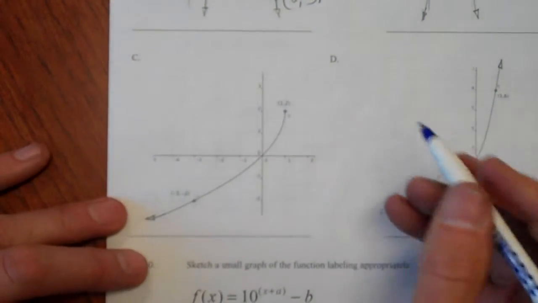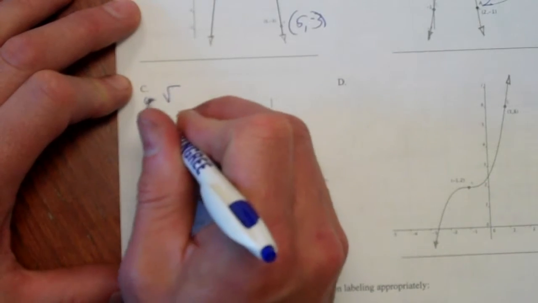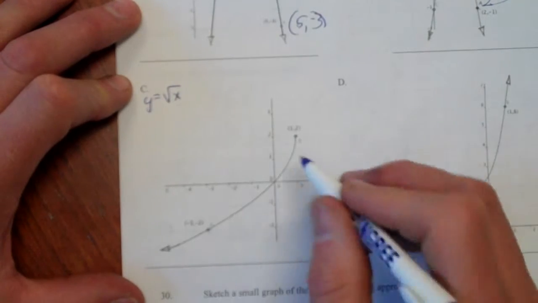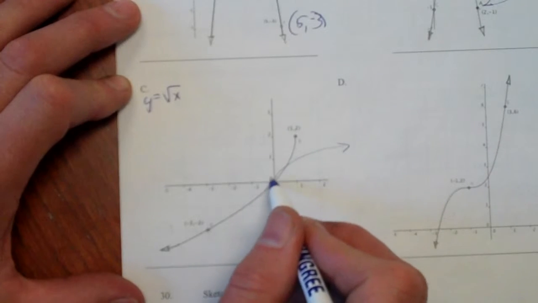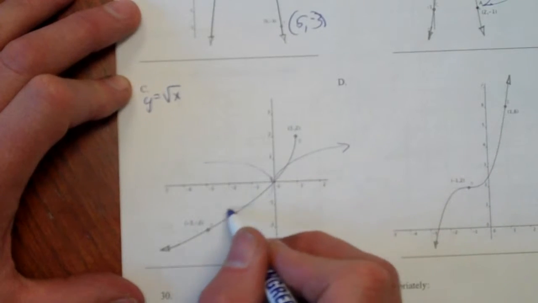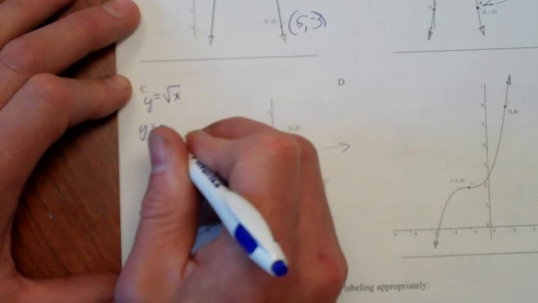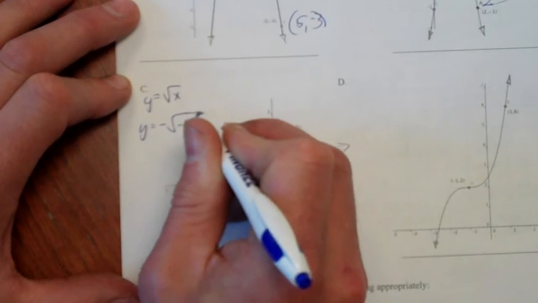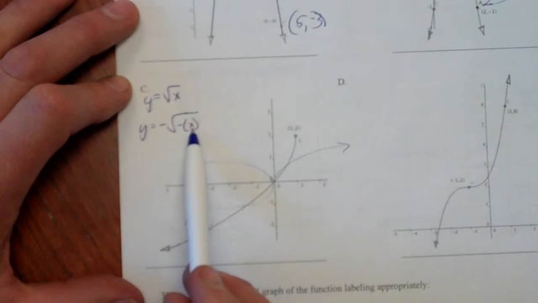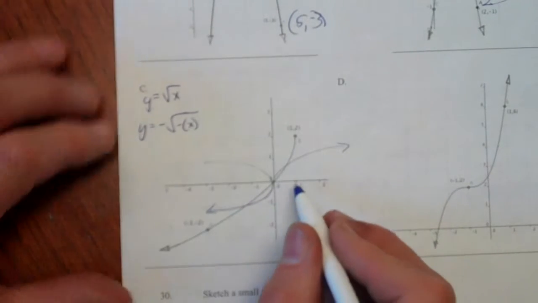Next one, it's a square root function. So y equals the square root of x is what we're going to start with. It helps to kind of think about what that's going to look like. This is a flip this way and then a flip down. So it's been flipped in both directions. So y equals negative square root of negative x. I think it helps to bring the negative outside and then do your translation of this and the modification.